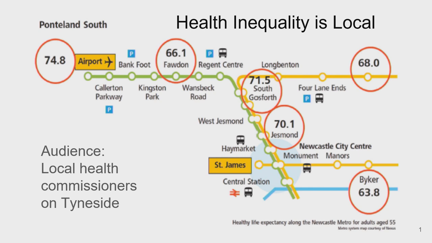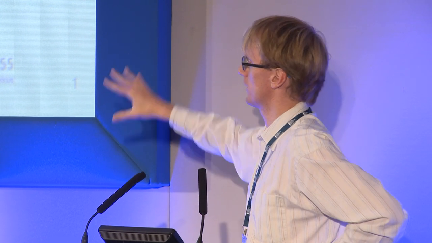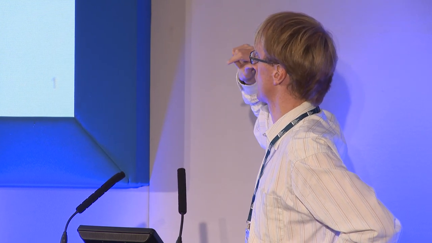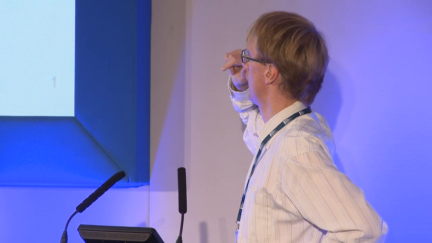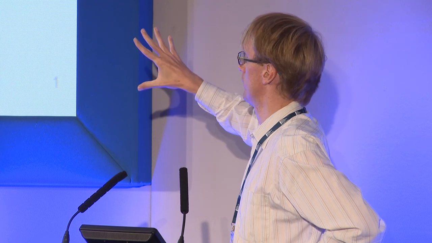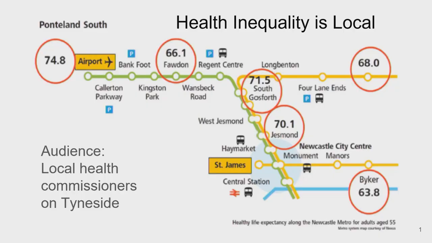You plot local health inequality on the local transit map. So the numbers are the healthy life expectancy for adults aged 55, and it's ward level. And so they've just circled the corresponding station on the local metro map for some of these, labelled with the healthy life expectancy. And of course, the other variable there is social deprivation. But of course, that's not marked on the map because the audience know where the poor people live. And that's the point. So they can make the inference about health inequality.